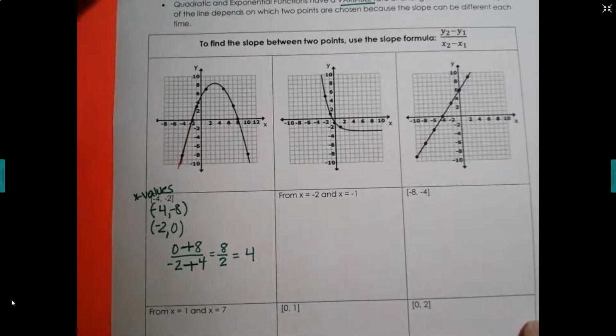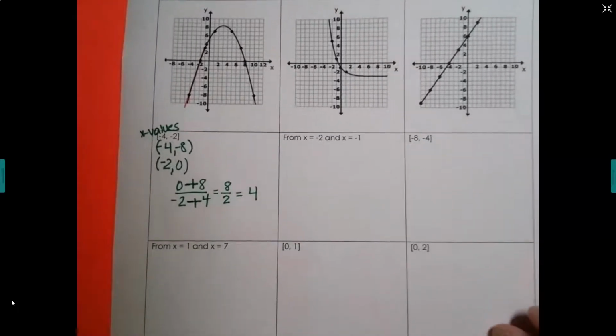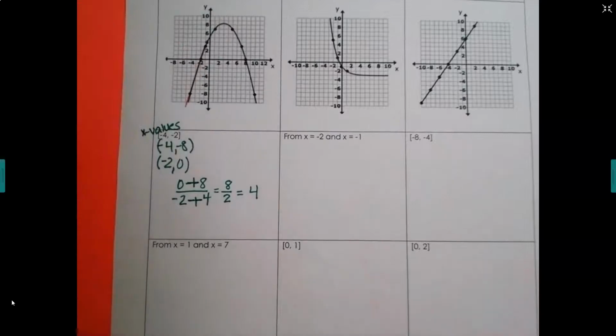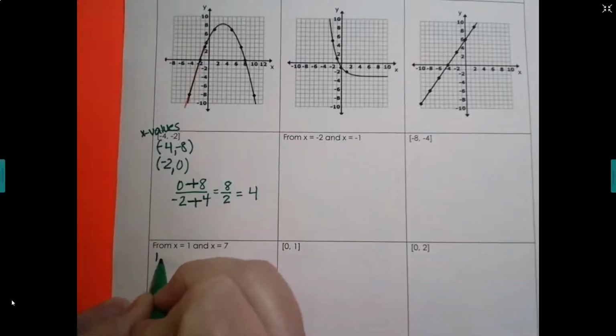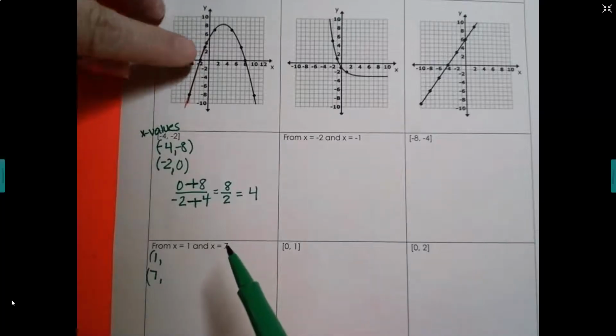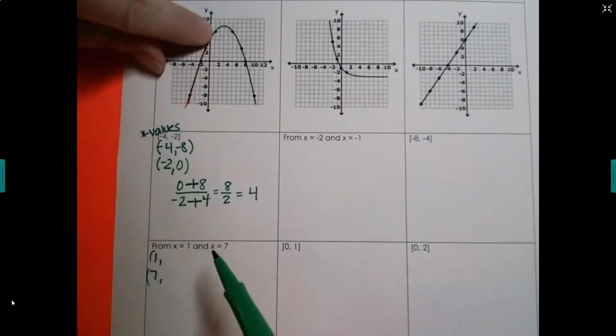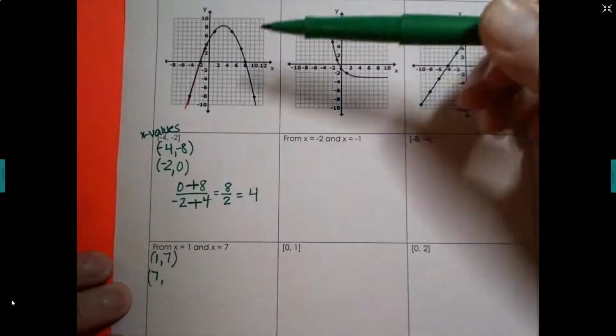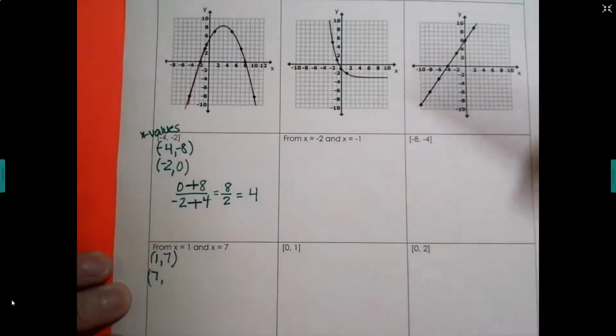But I do ask you for 2 other points. So I should get a different number because this graph is curved, and so the slope changes between the lines connecting 2 points. So I have where x is 1 and where x is 7. So if x is 1, to be on the graph, my y value there is 7. If x is 7, my y value there is 3.